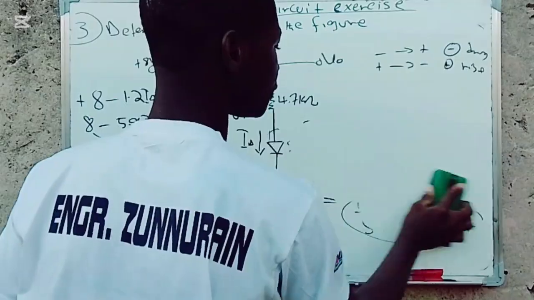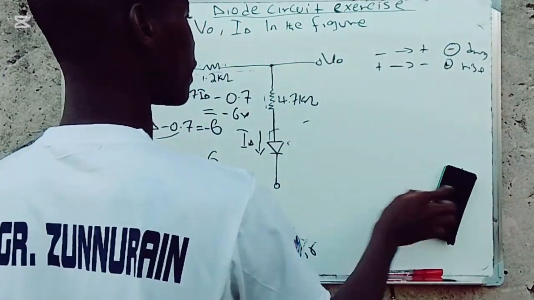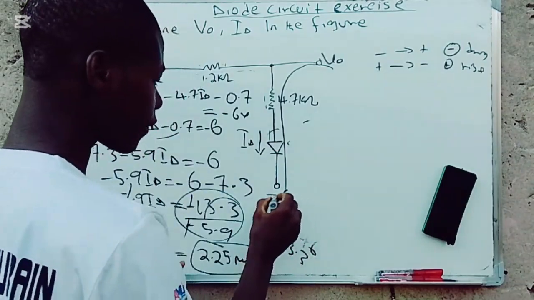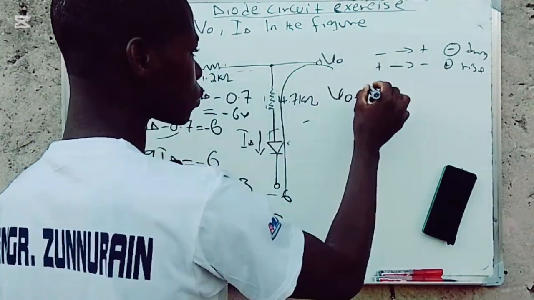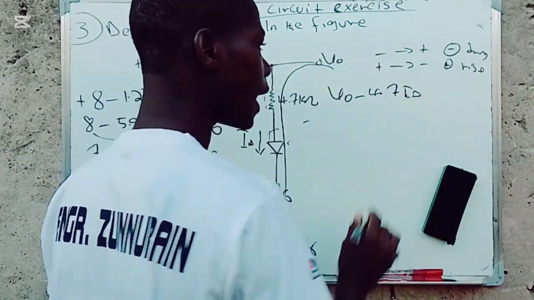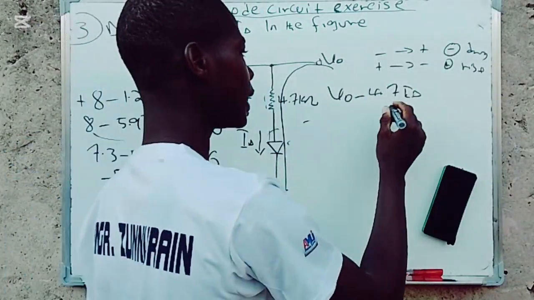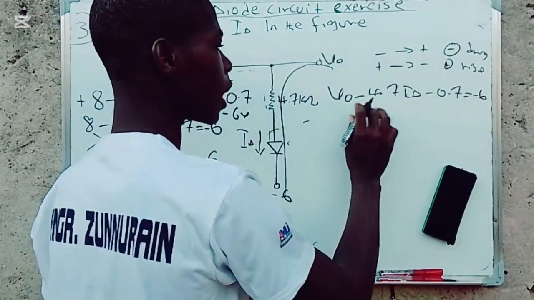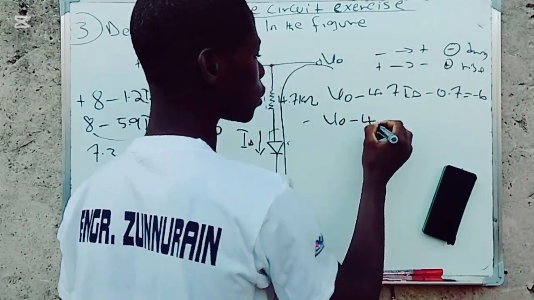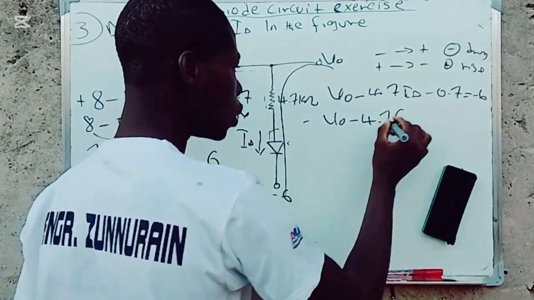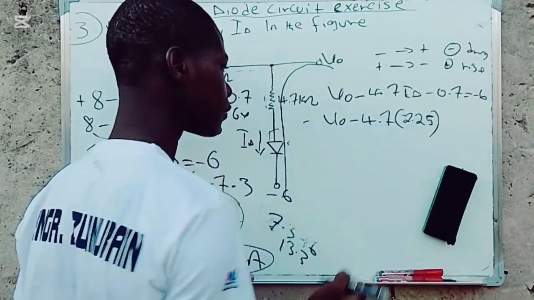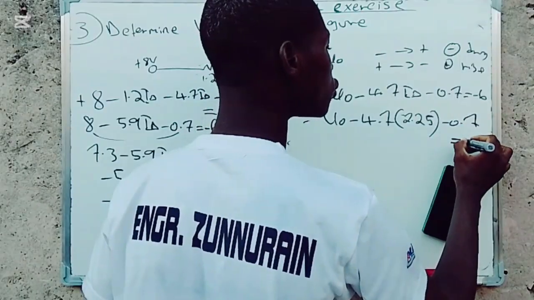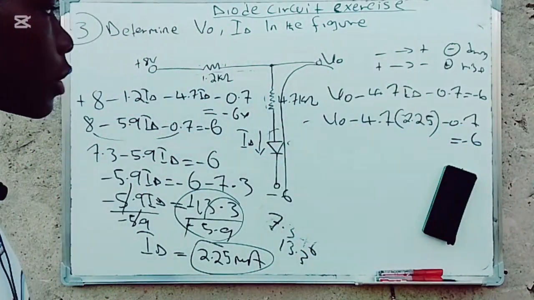So let me find the V0. If I am to find the value of V naught, I will come across this, and don't forget I have negative 6. So I will say V naught minus 4.7 ID minus 0.7 should be equal to minus 6. So V naught minus 4.7 multiplied by ID, which is 2.25, minus 0.7 should now be equal to negative 6.